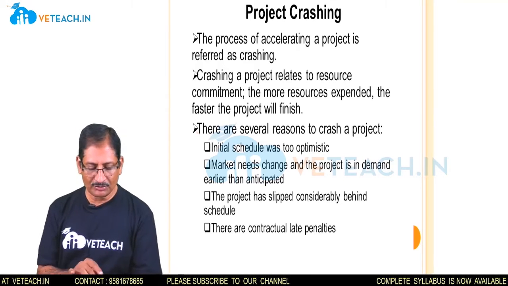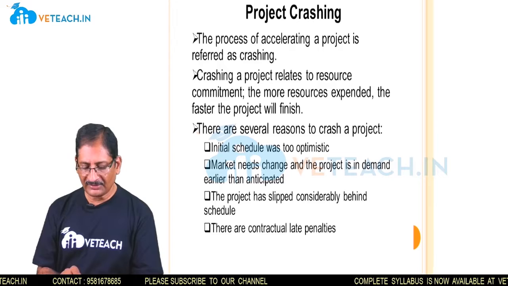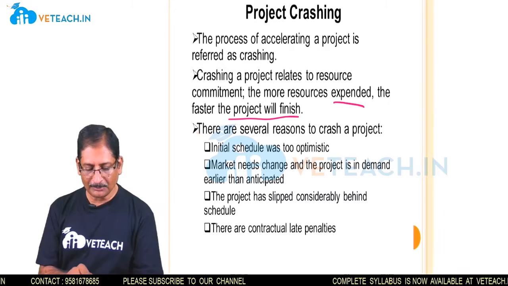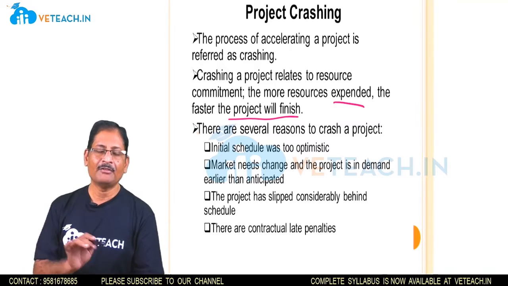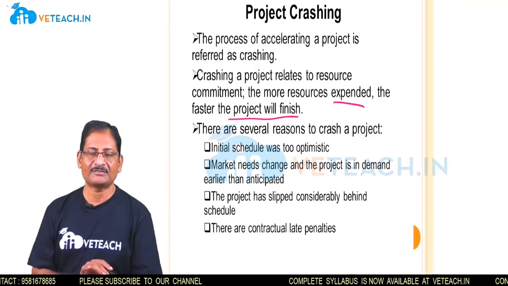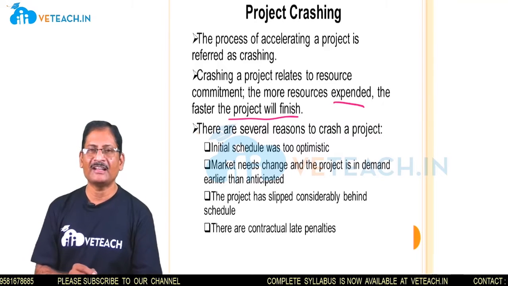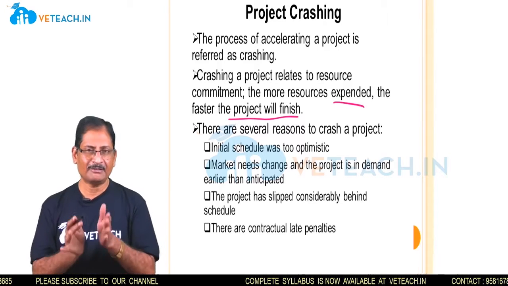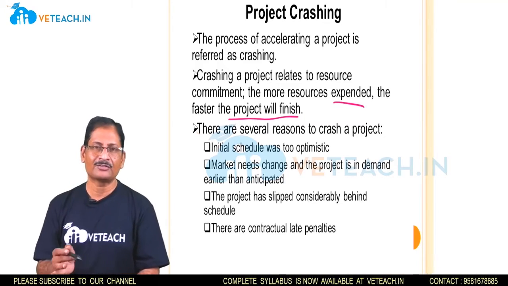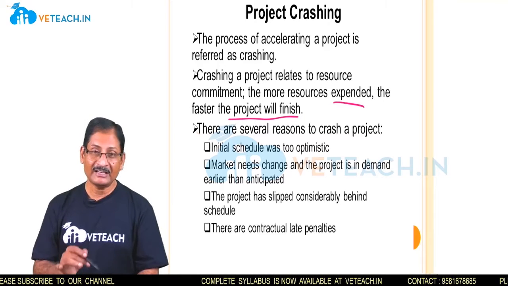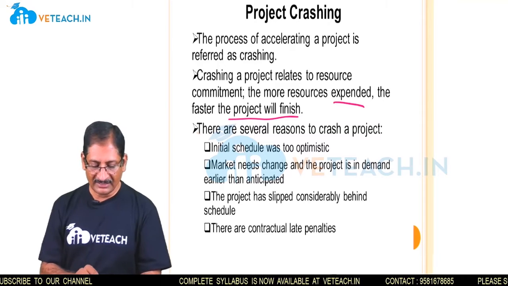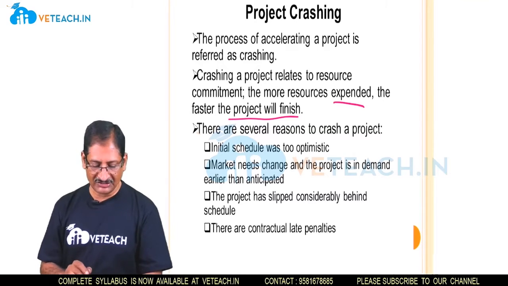Crashing a project relates to resource commitment. The more resources expended, the faster the project will finish. Earlier, we were employing only 4 people for completion of that particular task, but now you are adding 3 more. So altogether 7 people are going to work on that particular task. So they will complete it in time, but the cost will be increased. There are several reasons for the crash.